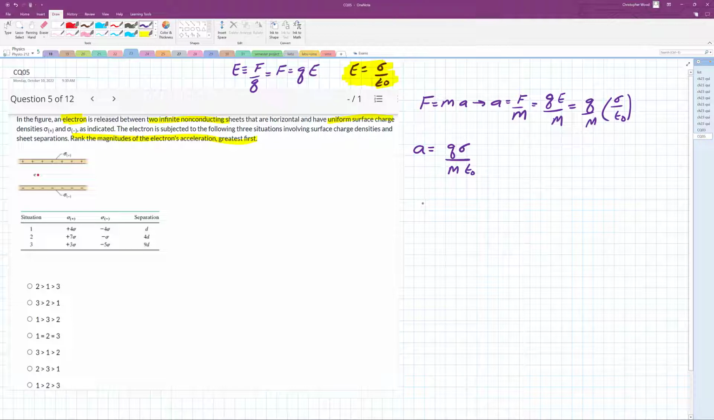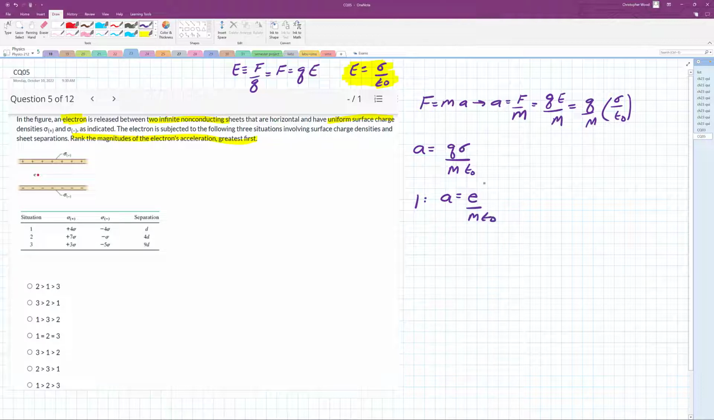So let's look at the first situation, situation number 1. The acceleration equals Q, and the Q is the charge of an electron, so I'll just write it down as e, the elementary charge, all over m, that's the mass of an electron, epsilon naught.